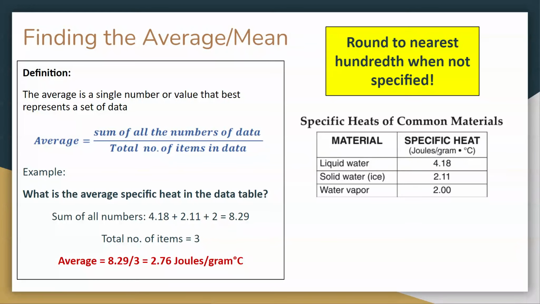I'm going to write the units from here, joules per gram degrees Celsius, exactly as it is. And this is my average. This is a number that's in between all these numbers, all three of these numbers, that best represents my data set, all these values.